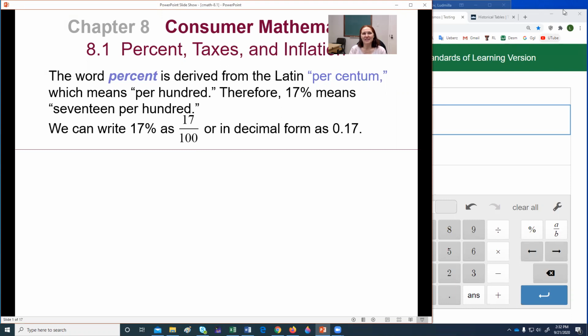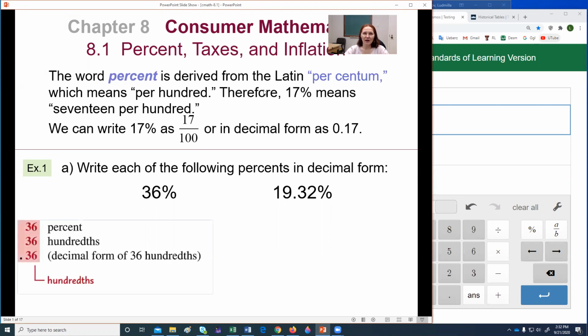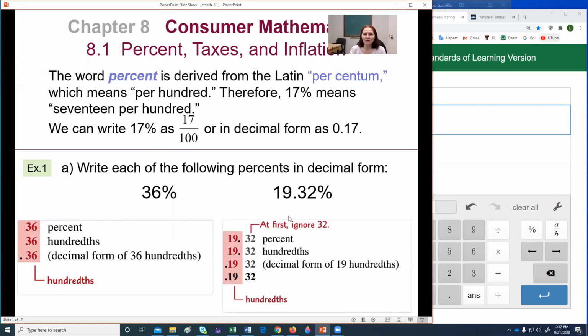The word percent is from per centum, so per hundred. In all formulas, we use decimal representation. If you have 36%, we cannot use 36 in the formula. We should divide this by 100 and use decimal representation. 0.36 or 36/100 will be decimal of 36%. For 19.35%, you also divide it by 100 and you get 0.1935. Usually it means that you move the decimal point 2 places to the left.